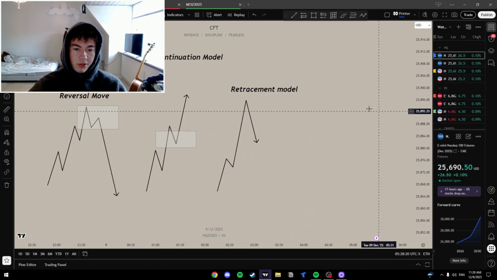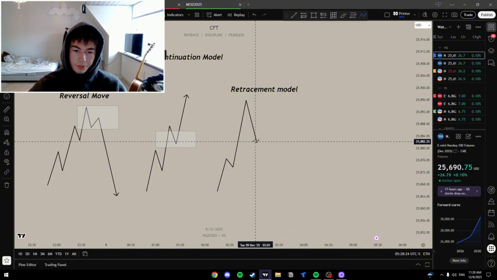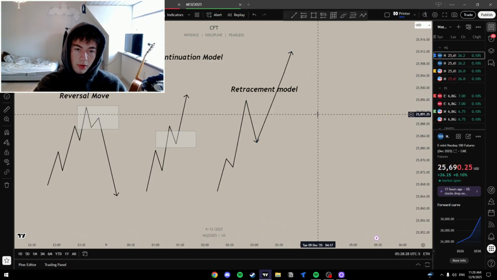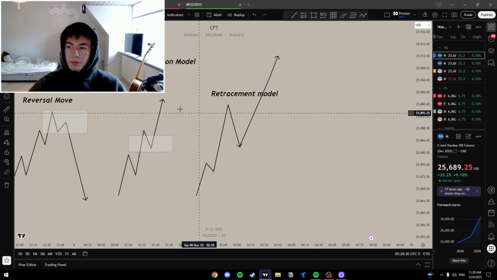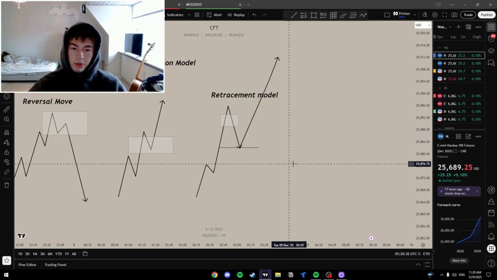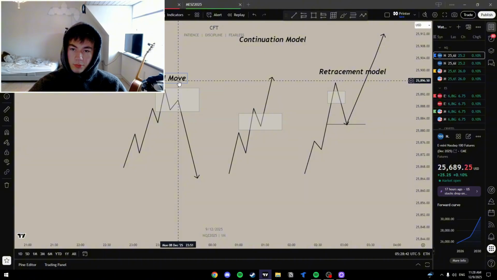And last but not least, the retracement model. In this case, we want to find our trade within here and our target somewhere down here. Let's see the targets for a reversal move.